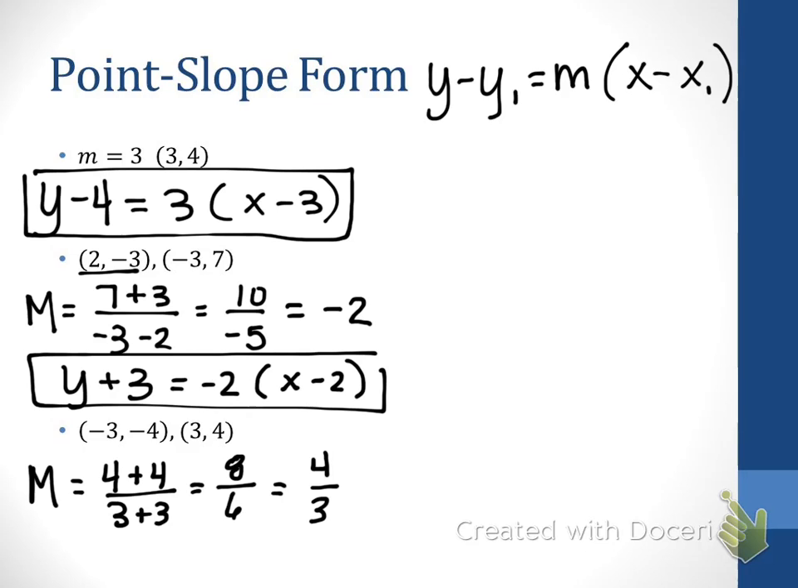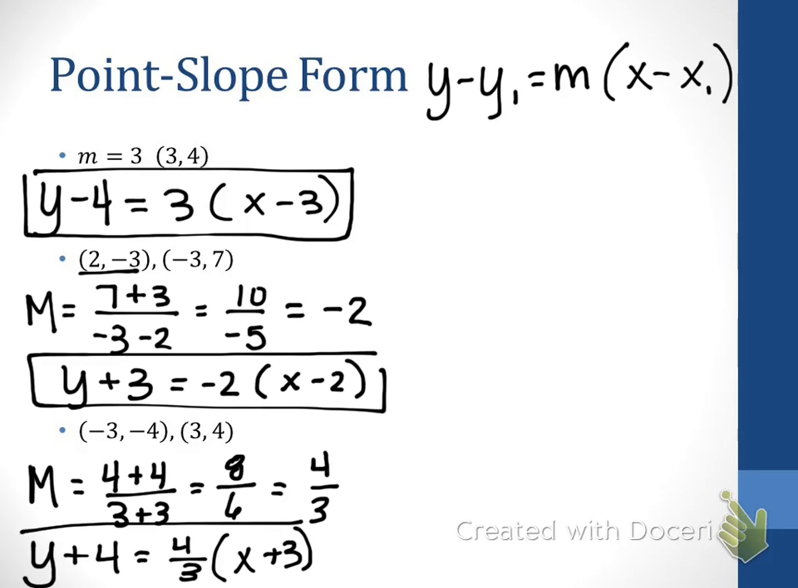Okay, so who can help her out? Valentina? Since you use the first point, it's going to be y plus 4 equals 4 over 3 times x plus 3. Very good. Y plus 4, because I have a double negative, equals 4 over 3 times x plus 3 because I have a double negative. So this is the review for Chapter 5 for your midterm.